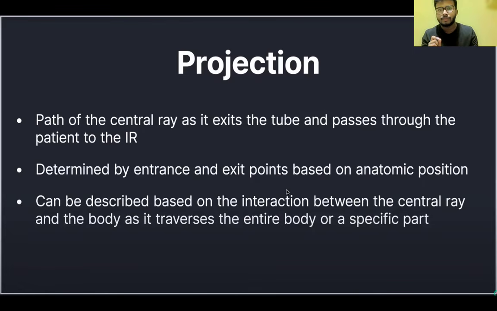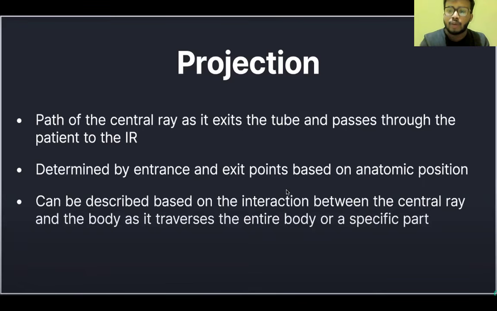For example, antero-posterior, AP projection. Antero-posterior projection means the central ray, CR, enters through the anterior part of the patient's body and exits through the posterior side of the patient's body or part. And PA projection, posterior-anterior projection, means the X-ray beam enters the posterior surface and exits through the anterior surface. So based on the entrance and exit point of the central ray, we determine the projection.